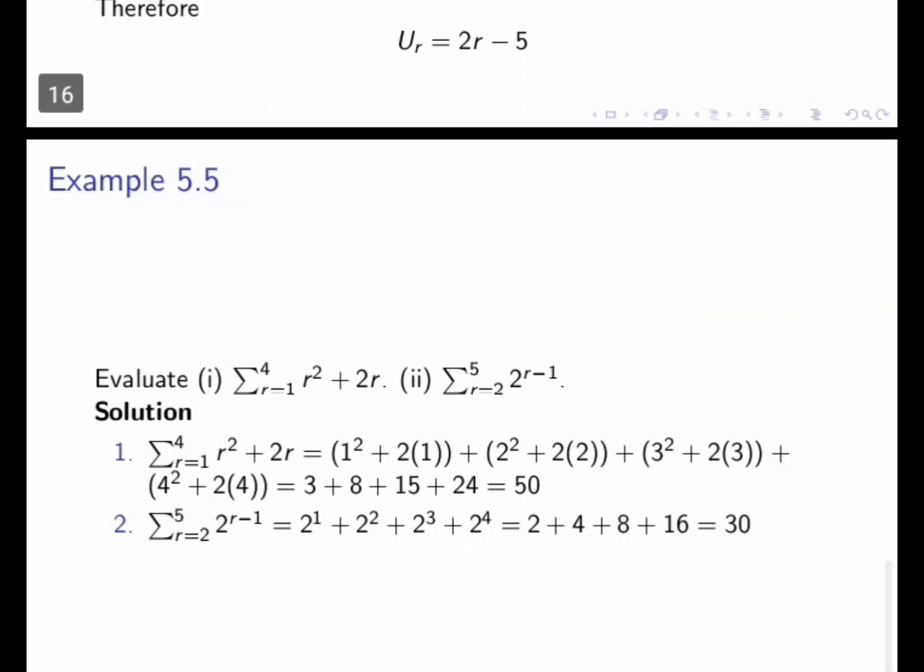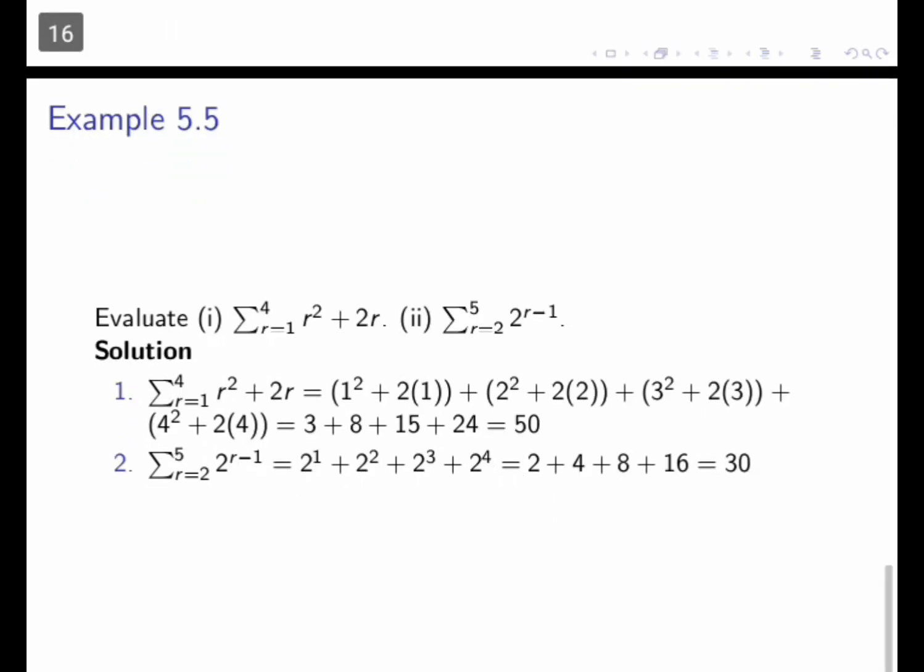Now moving down to example 5.5. Example 5.5 is also a series. Whenever you see a summation symbol, the first thing that comes to your mind is series. You are not doing sequence again. Now the summation symbol represents r squared plus 2r. It is given, and they told us that r is going to be from 1 and it will stop at 4. That's what it means. So you are going to substitute the value for r starting from 1, and you are going to end it at 4.